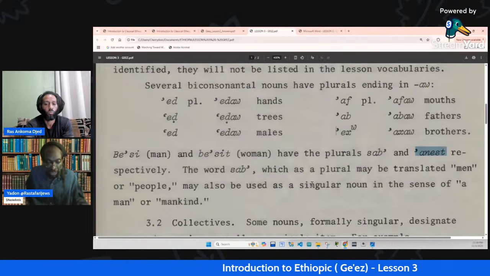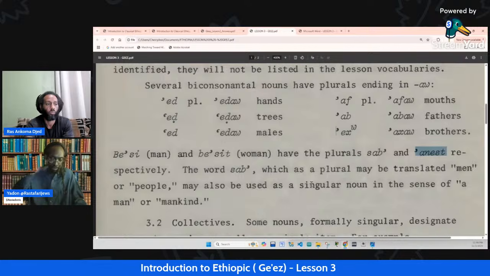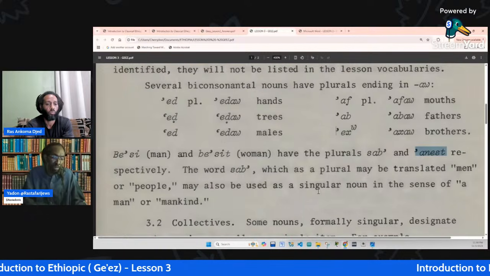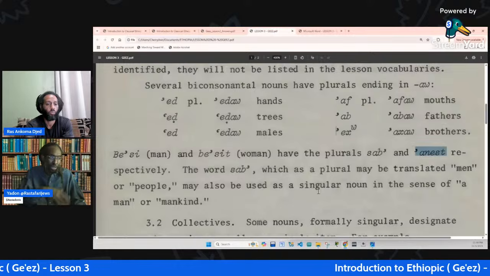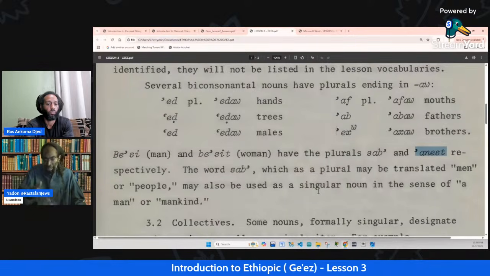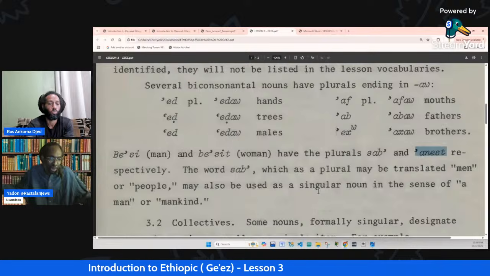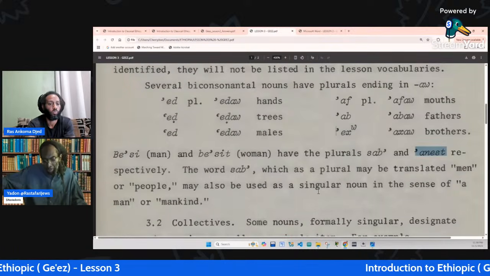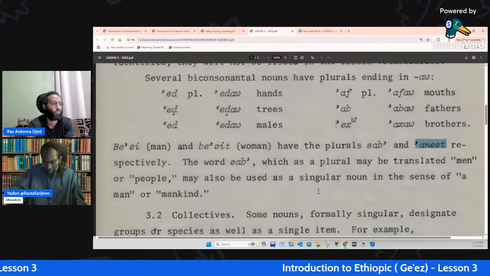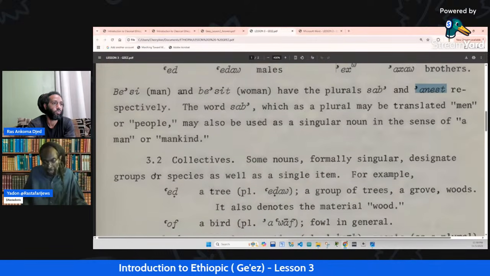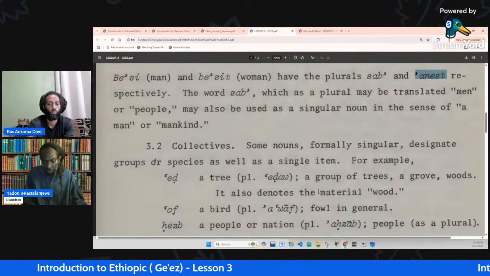Beta seb, right? Like if I say beta saboche, wendeme, beta saboche and demen nacho, like your family, right? How are they? So beta seb is like the house of a man, or the house of men, of people, of human beings, right? So it's translated as men or people. I like to use human beings.